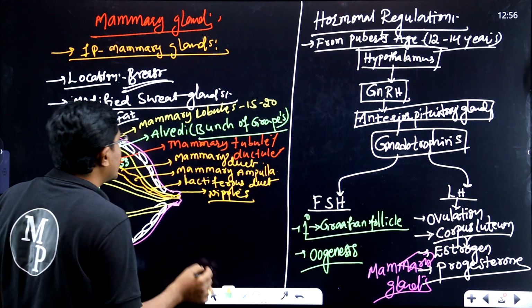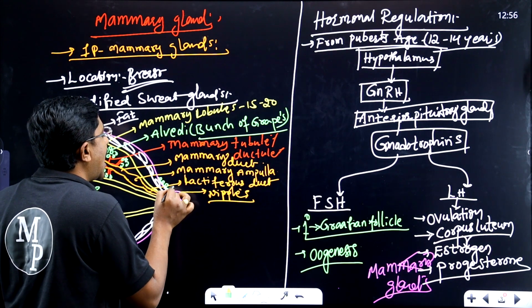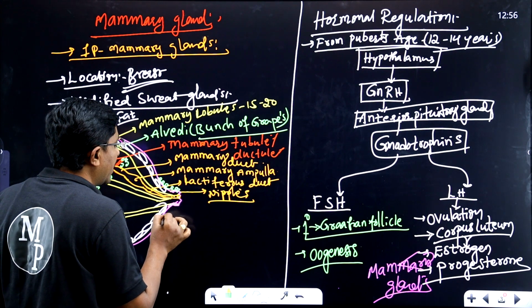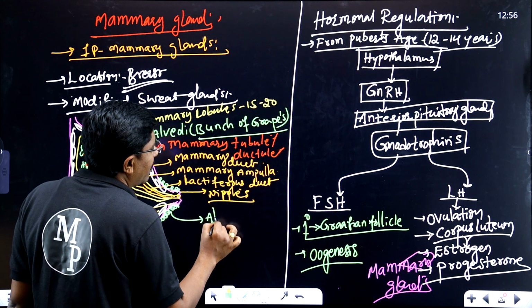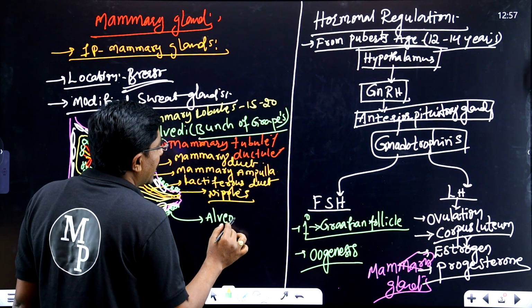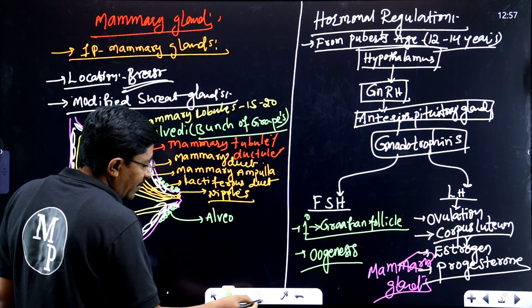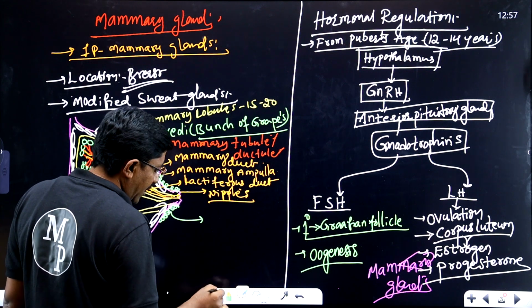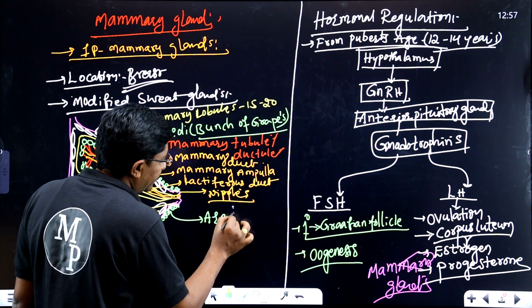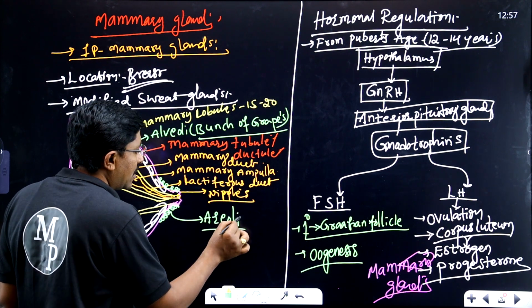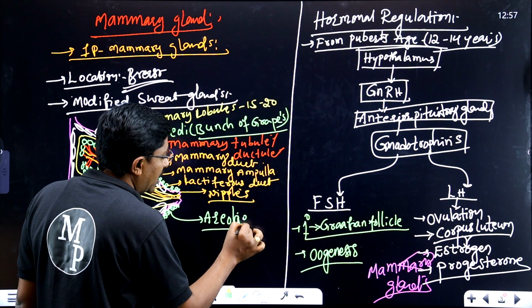The pigmented portion surrounding the nipple is called the areola. Generally, it is considered as areolae or areoli.